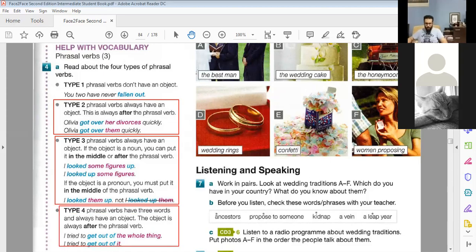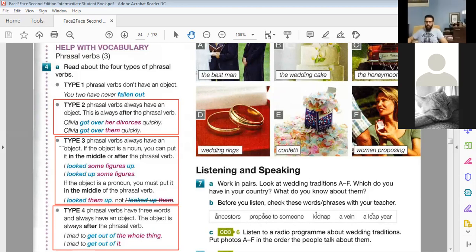So group four, these are the three part phrasal verbs. Okay, so phrasal verbs have three words and always have an object. The object is always after the phrasal verb. I tried to get out of the whole thing. I tried to get out of it. So here you cannot use get out without of. Of is part of the phrasal verb: to get out of a situation, to get out of it, to get out of the whole thing, and so on.